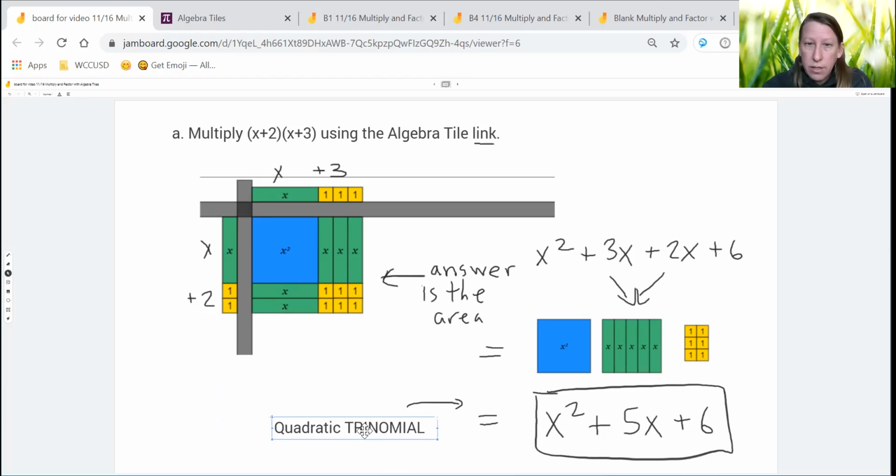Okay, so we did our math problem and we ended up with this lovely quadratic trinomial. That's what this thing is called. Quadratic because it has a square in it, and trinomial because it has 3 pieces. All right, let's do another one.